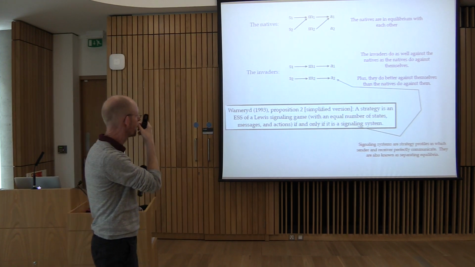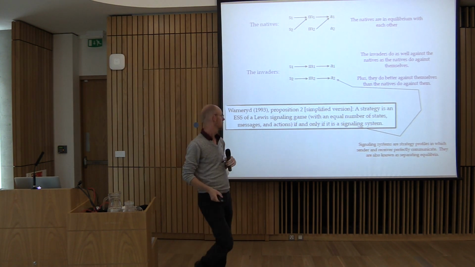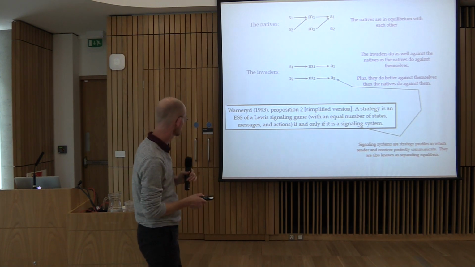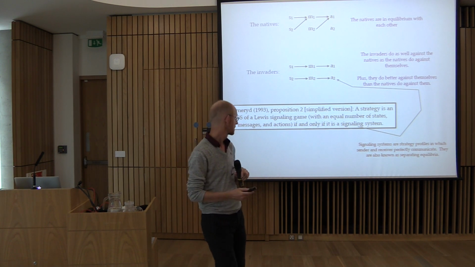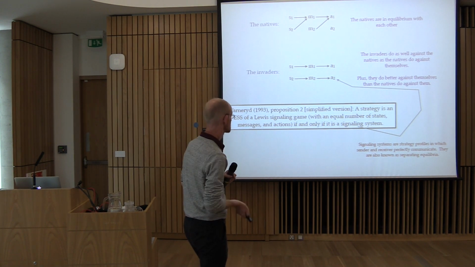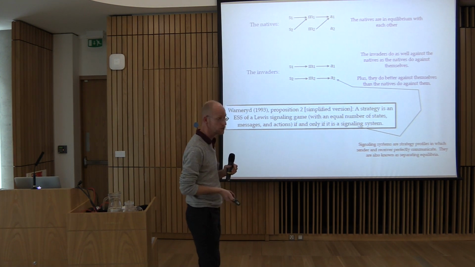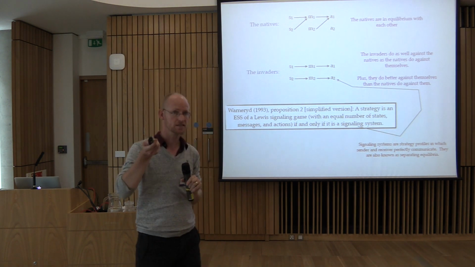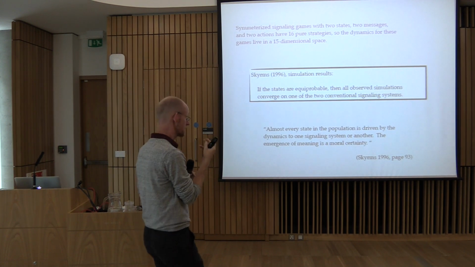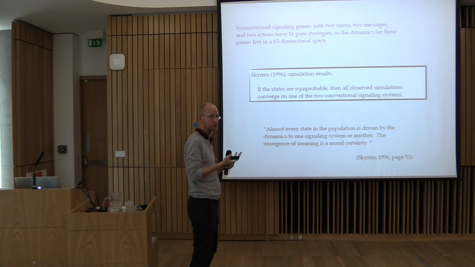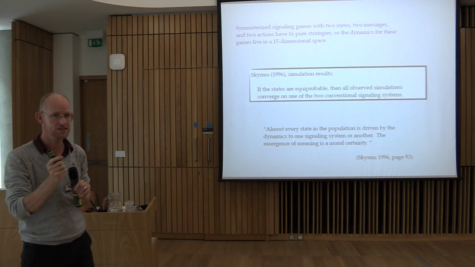Now, this is actually a pretty old result due to Wärneryd. It says a strategy is an evolutionary stable strategy of a Lewis signaling game if and only if it's a signaling system. Signaling systems are the strategy profiles in which sender and receiver perfectly communicate. They're also known as separating equilibria, meaning that in different situations a different message is sent. You can prove that, at least for these very simple signaling games where you have only two situations and two messages.